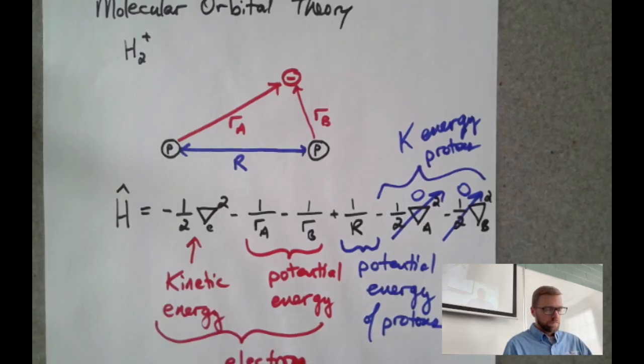So why can't you do this for helium? Helium just has one nucleus. Could you do the same approximation for helium? No, helium has an electron-electron repulsion term. That's the problem, and you can't get rid of that. You can't ignore that.